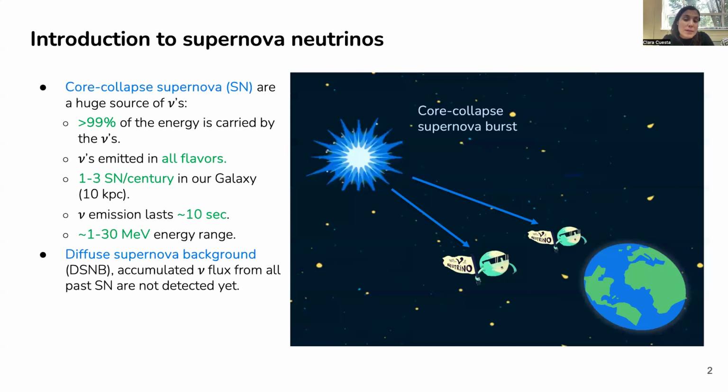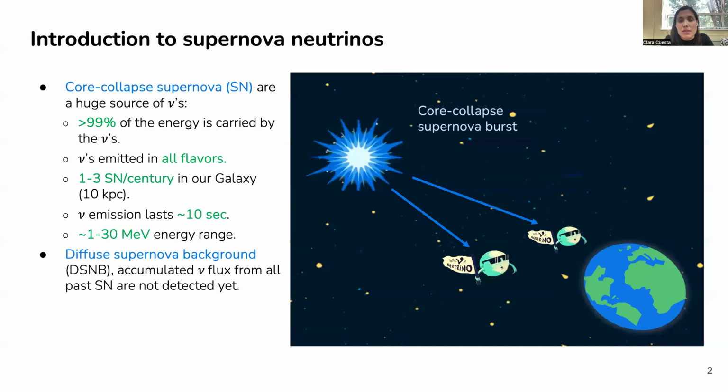Because supernovae are rare events, we only expect 1 to 3 explosions per century in our galaxy. The neutrino emission lasts only about 10 seconds, and neutrinos are emitted in a wide energy range, from 1 to 30 MeV. So experiments need to be optimized for this and cannot miss any day.